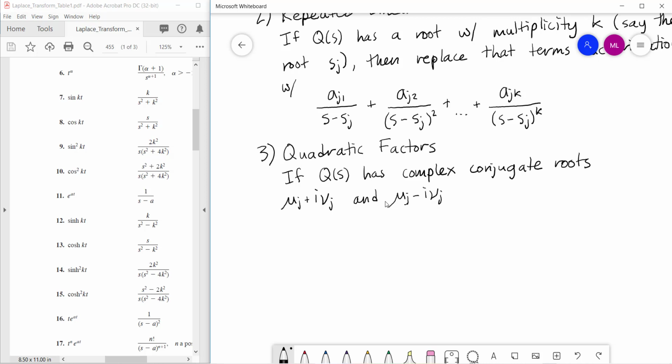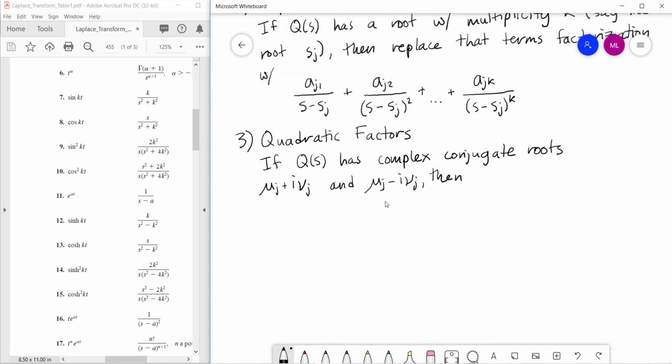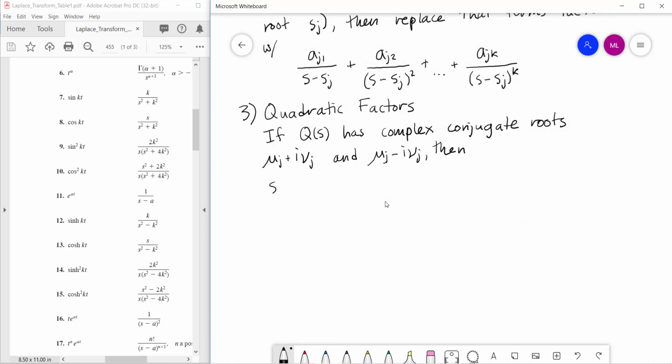Then basically what we have is factors that look like this. We have s minus one of these roots, so s minus mu j plus i eta j. If I take that and multiply it by s minus the other root, s minus mu j minus i eta j. So basically, this root is here, this root is here. This would mean s would be those roots, so I'm basically multiplying it out to see what we get.